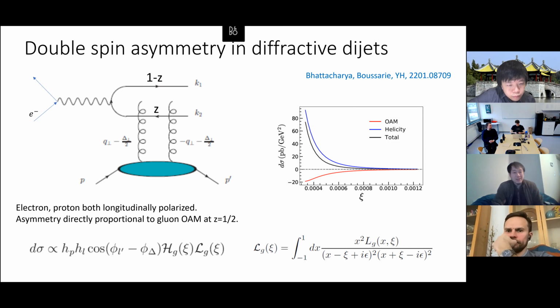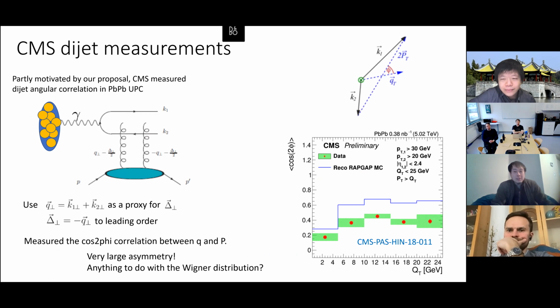Anyway, this is just advertisement, and this is again related to the angular correlation in the dijet measurements. All right, so we have made several proposals, and motivated the experimentalists at CMS, and they actually measured what we proposed. They used ultra peripheral collisions at the LHC, and so they could measure the dijet correlation.